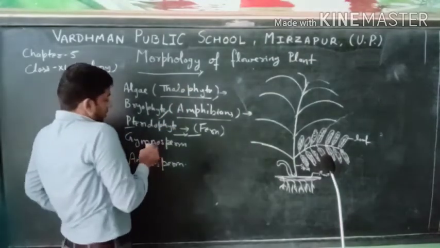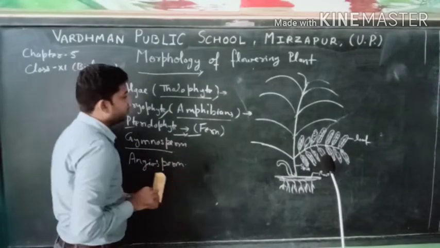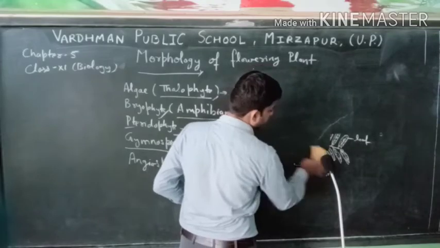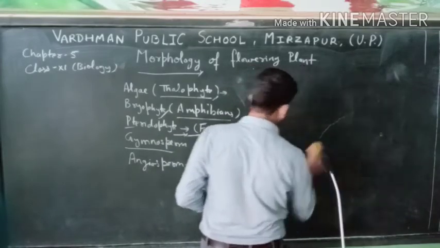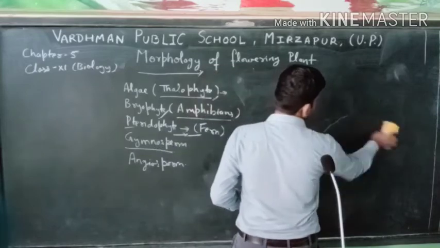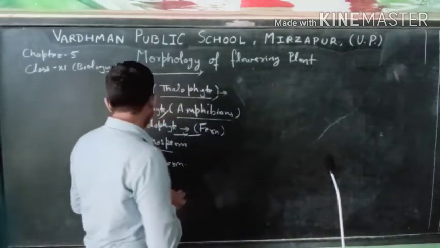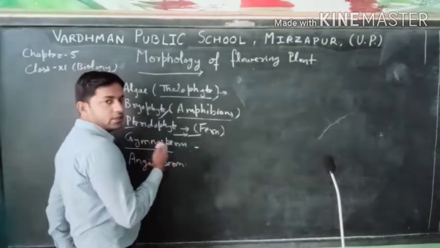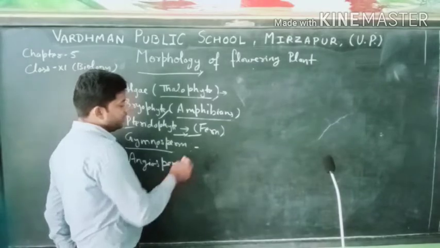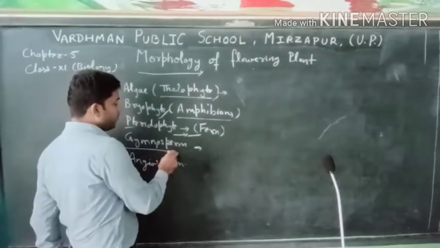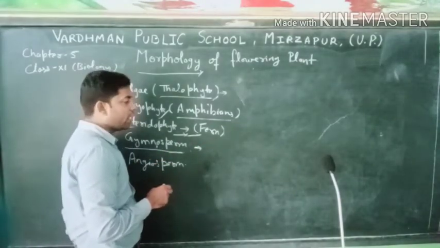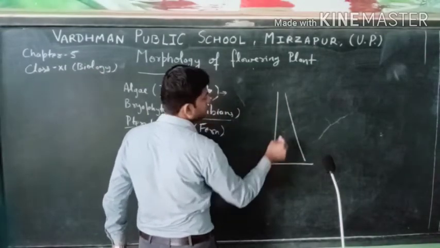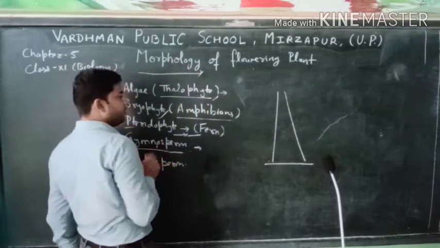Now I discuss the gymnosperm. Gymnosperm is derived from the Greek words gymno and sperma. Gymno means naked, sperma means seed. It means it is a type of plant in which seeds are naked. Cycas and Pinus are included in this division.